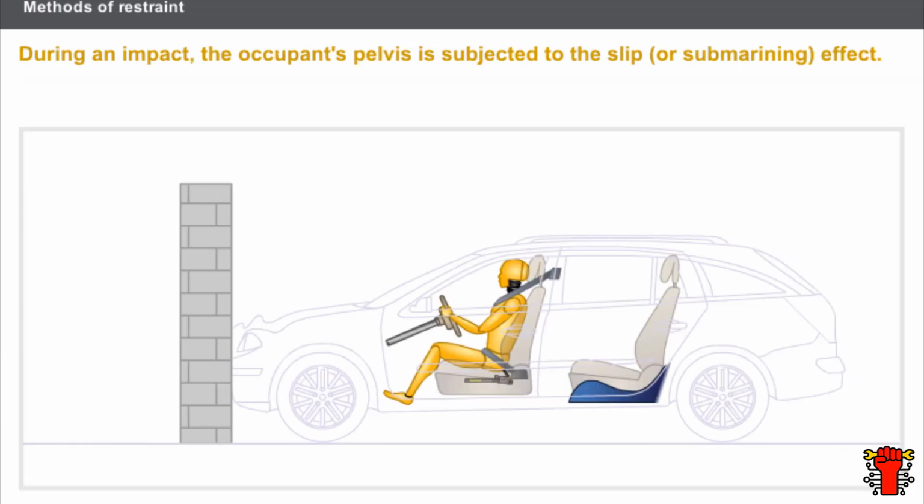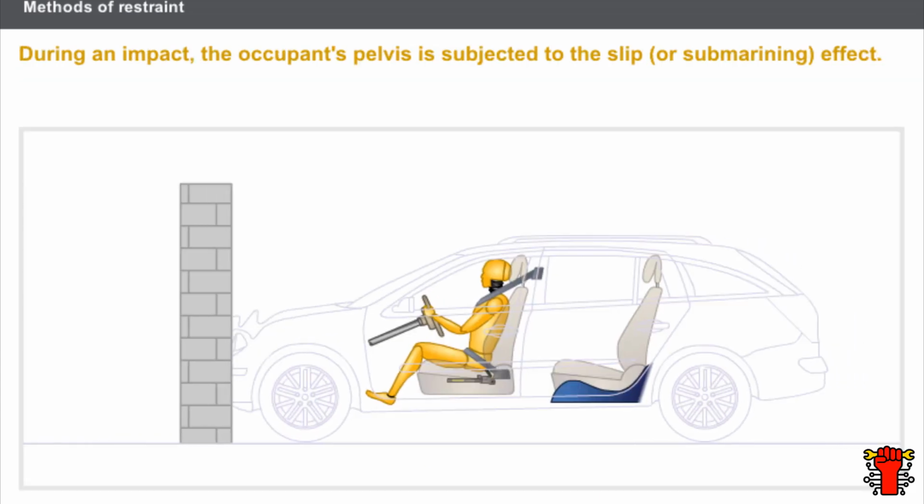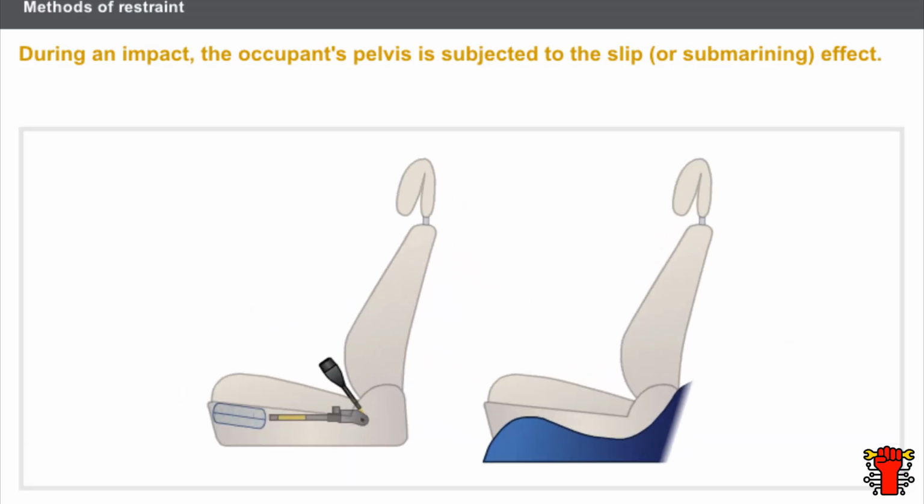During an impact, the occupant's pelvis is subjected to the slip or submarining effect. The force of deceleration created at the point of impact moves the occupant's pelvis forward, thus causing it to slip under the lap belt. The following components reduce the slip or submarining effect: an airbag cushion in the front seat base on 3-door versions, a hump in the floor panel underneath the rear seats, and a lap belt pretensioner.